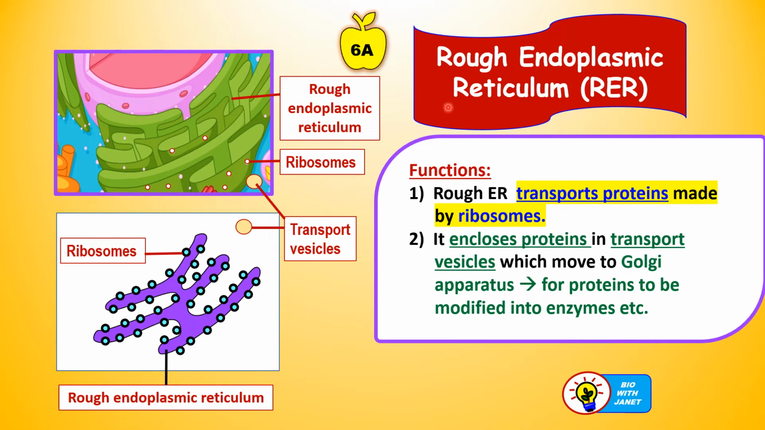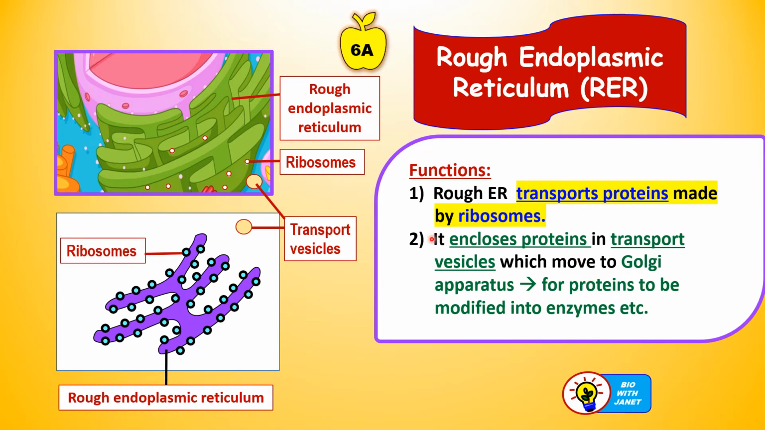Now let's discuss the specific functions of the rough endoplasmic reticulum and the smooth endoplasmic reticulum. So we start with the rough endoplasmic reticulum. The function of the rough endoplasmic reticulum is that it transports proteins, say the word proteins, made by ribosomes. So these tiny ribosomes on the surface of the rough endoplasmic reticulum will first produce or synthesize proteins, and then the proteins will go into the space inside the rough ER and be transported in the space in the rough ER until it reaches the end of it, where after that the protein is enclosed in transport vesicles that will move to another organelle called the Golgi apparatus to be modified. The proteins need to be modified to form enzymes and so forth.